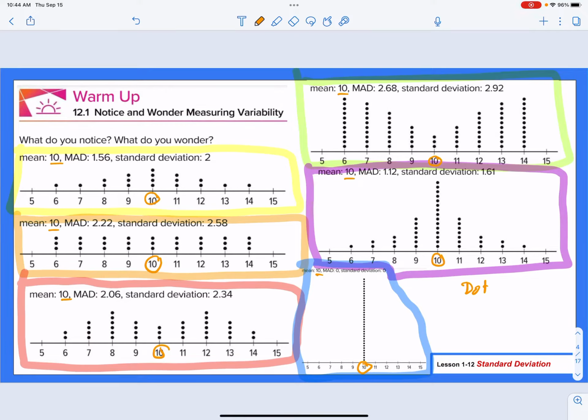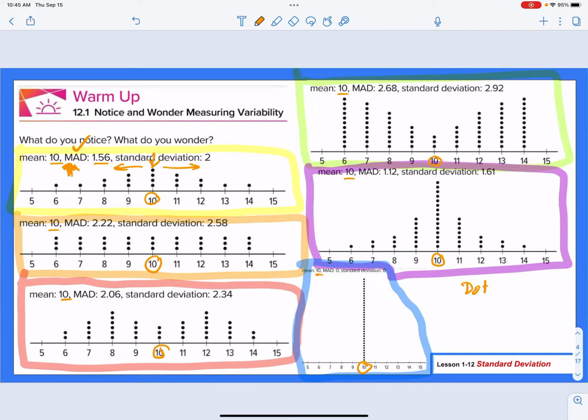Now, the mean absolute deviation, we've talked about that as a measurement of the variability within the data spread. We've talked about it being, in a sense, the average distance from the mean. You find the mean, then find the distance each point is away from it, and then take the average of those distances. So if the mean in this first one is 10, the average distance away that the other points are from that is about 1.56.